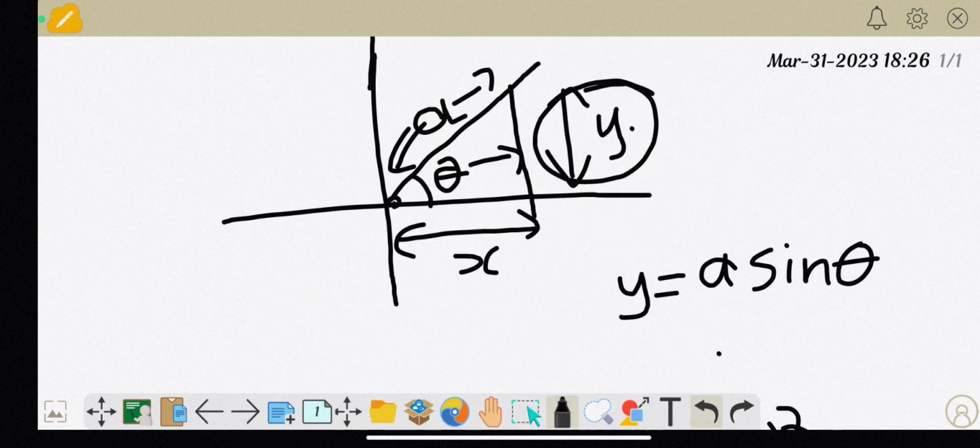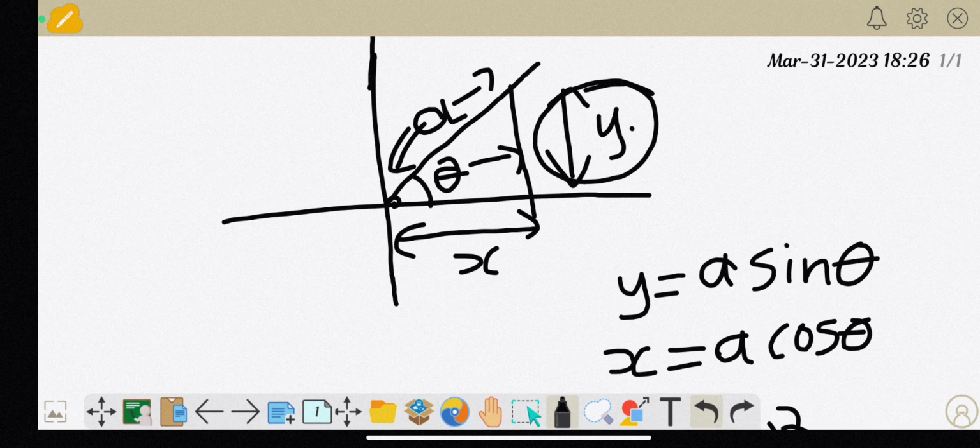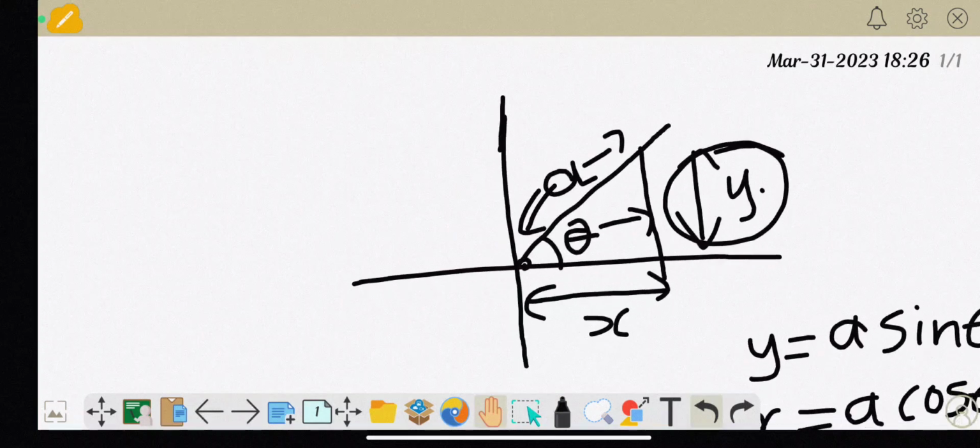In physics you might have used it. Yes, sir. And x is the adjacent side. The adjacent side is always written in terms of cos theta. Correct? I can write it like this, right? So this is what parameterization means.